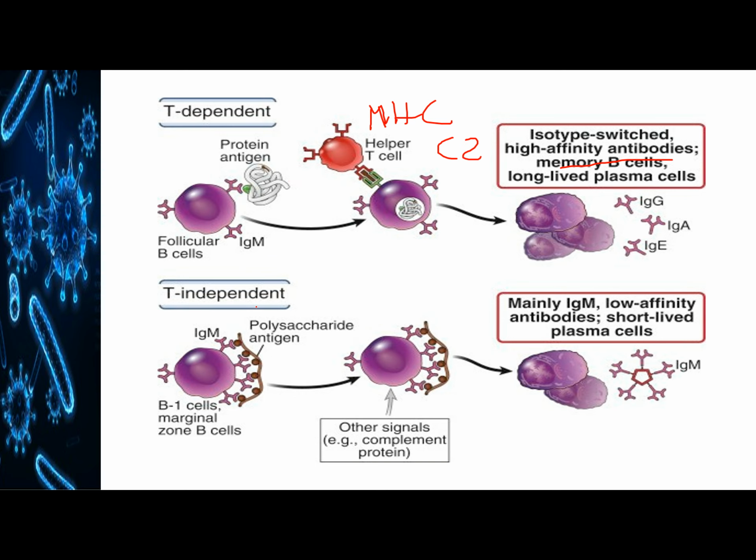Kapag naman T-independent, walang helper T cell, it would occur in the presence of polysaccharide antigen. So IgM plus the polysaccharide antigen will cause the creation of IgM. Only IgM class, walang other antibodies kapag T-independent. Low affinity antibodies, short-lived plasma cell.